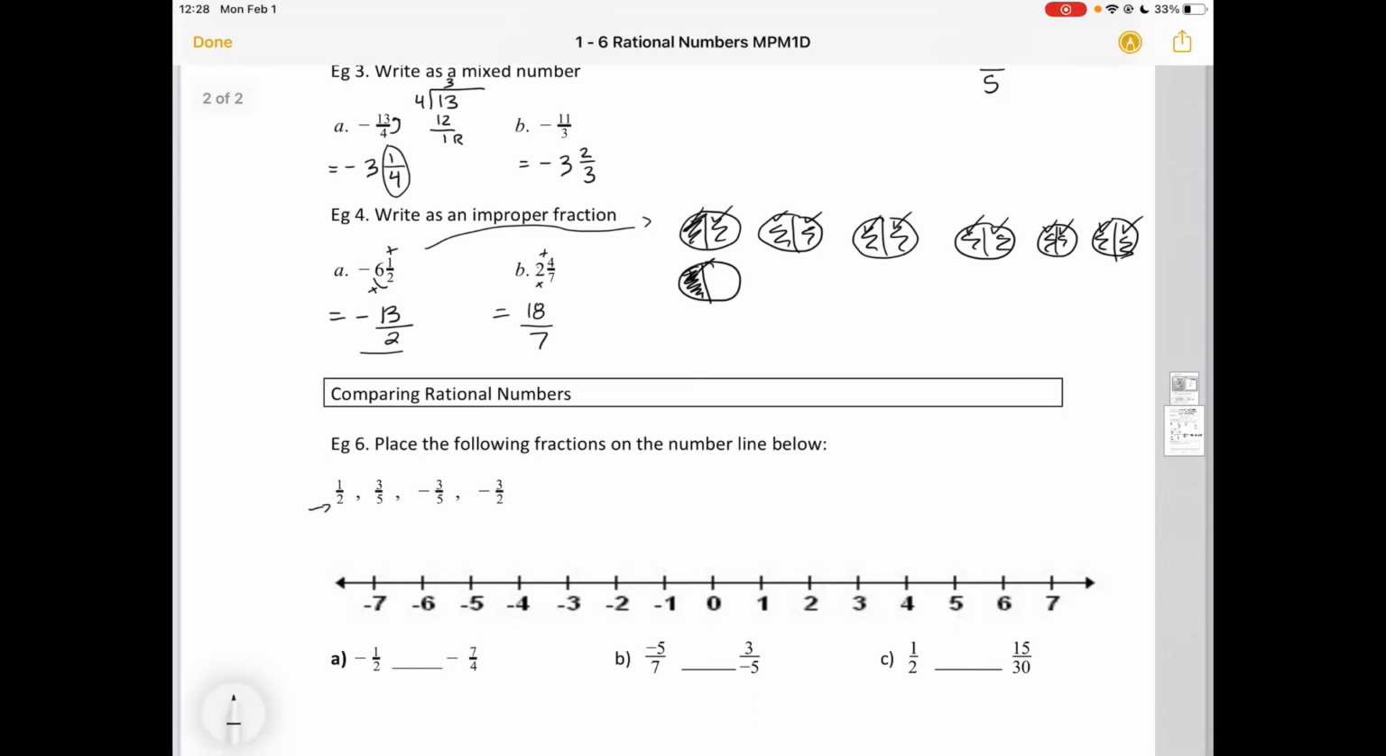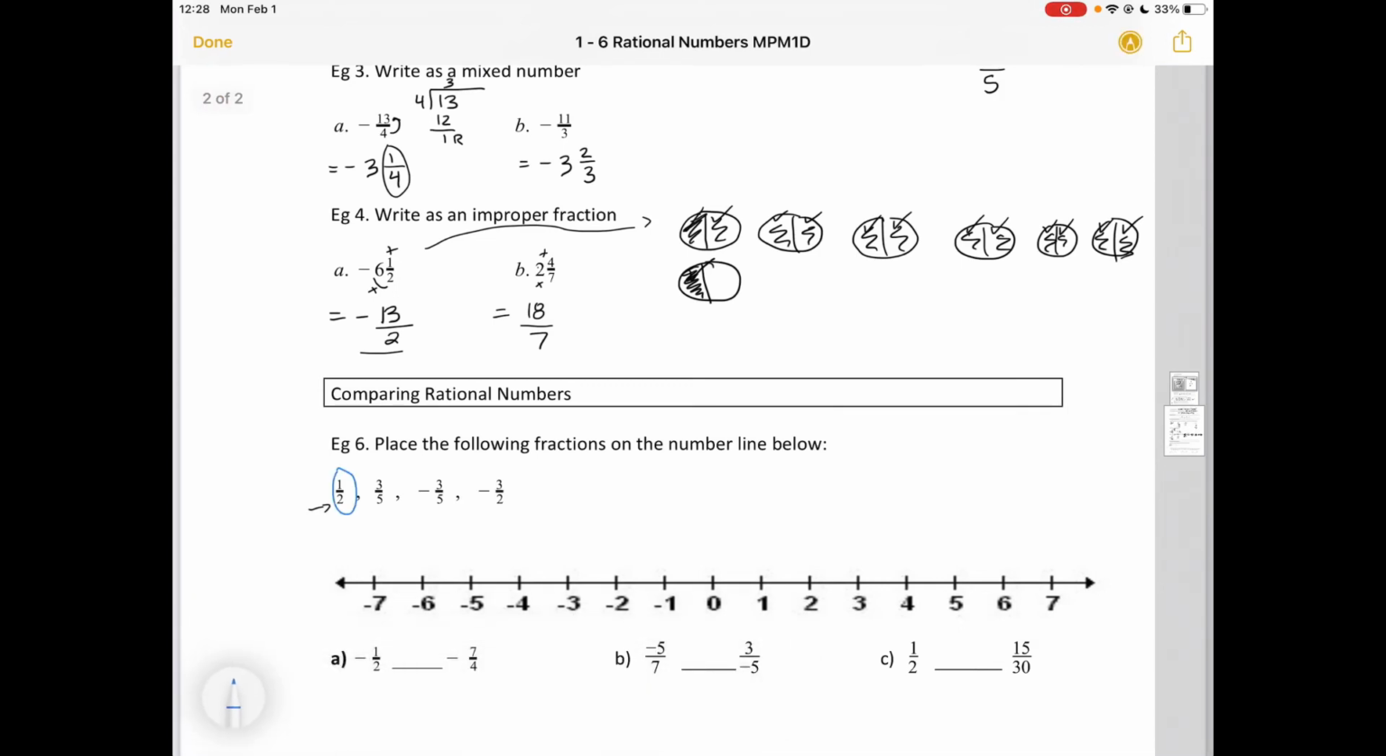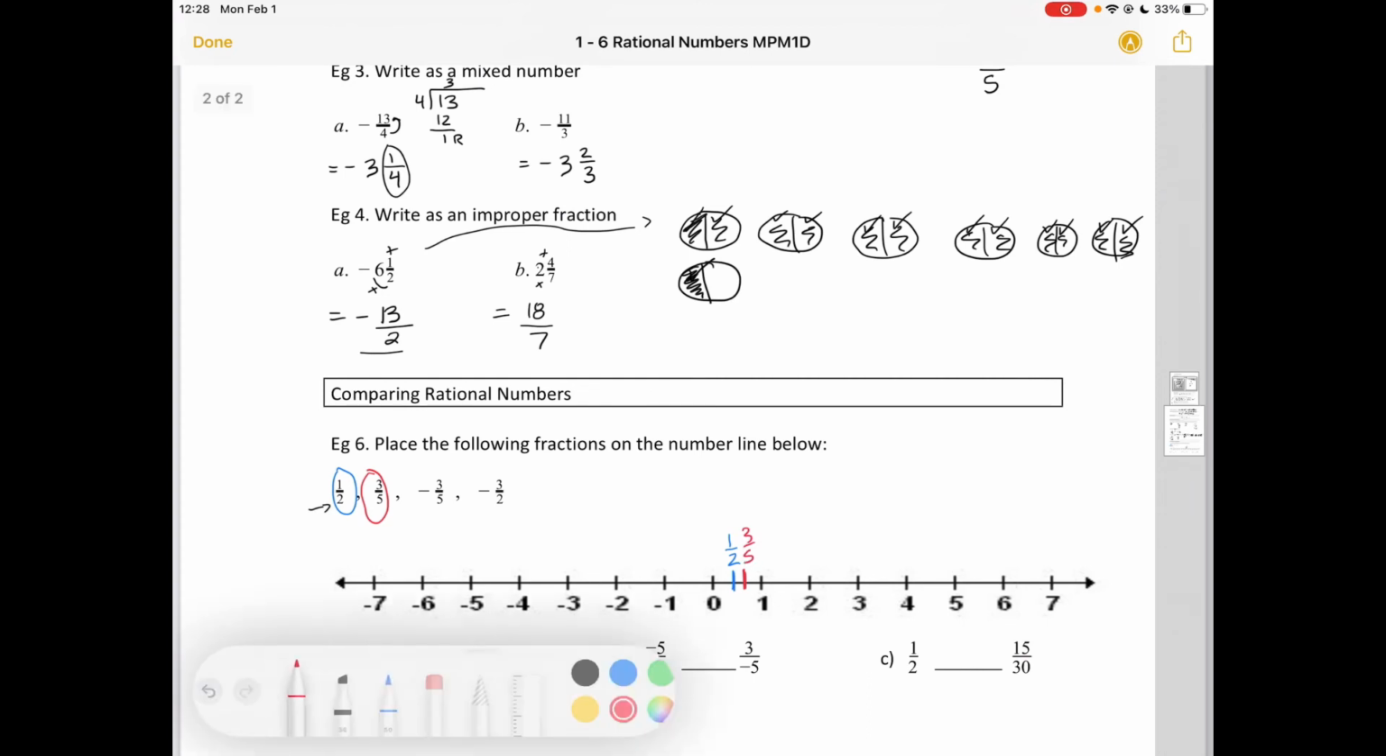So the first one is 1/2. Do that in blue. So I've got 1/2. I will go right about here. 3/5. I'll do that one in red. Now 3/5 as a decimal is about 0.6. So I know that's going to be a little bit greater than 1/2.